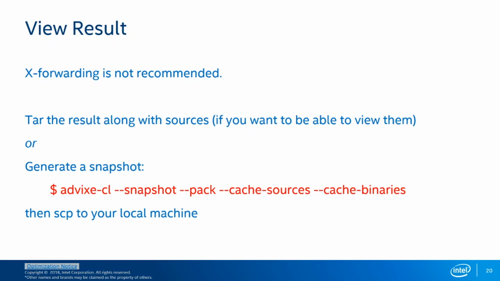So this will generate an Advisor file. If you do pack, it will also use some compression to reduce the size of the output, and then we specify a cache sources and cache binaries option as well to include the sources and the binaries in this file. And after that, we can just SCP the file to our local machine and open it up on the GUI.